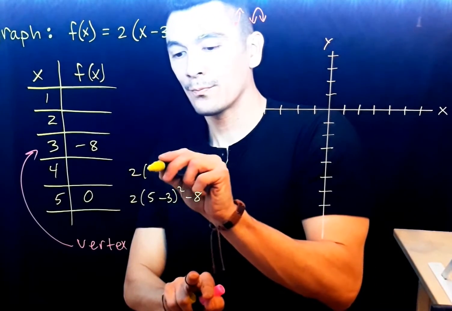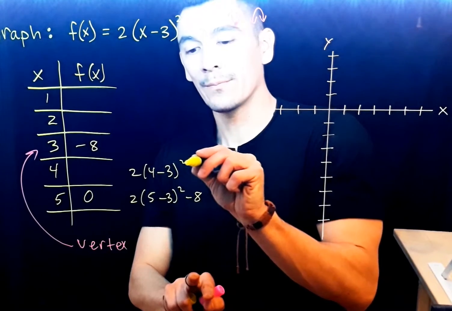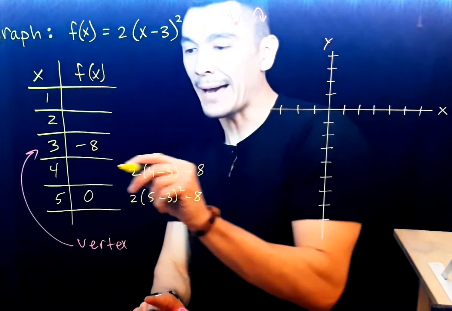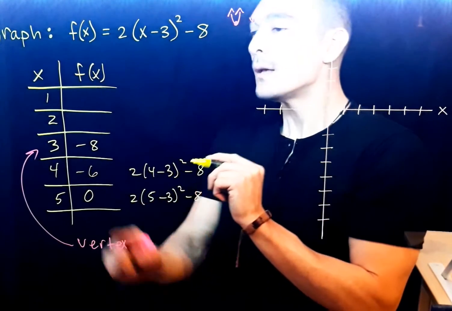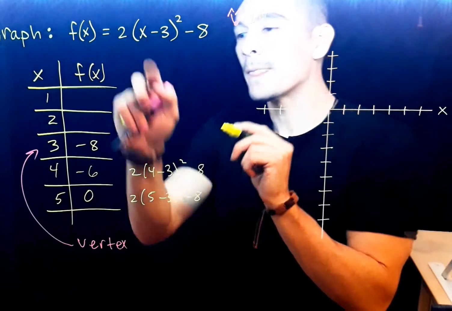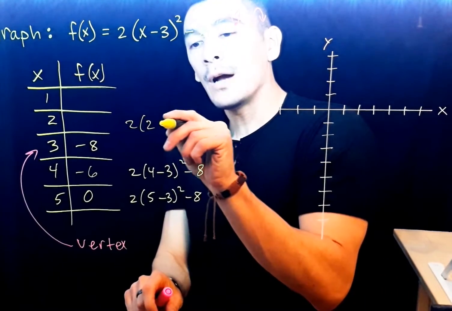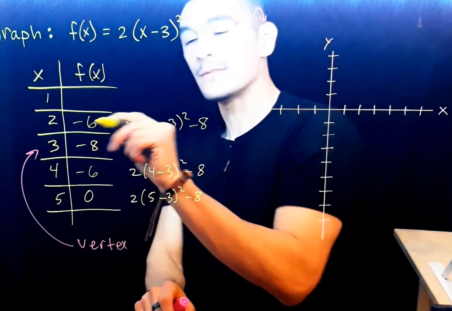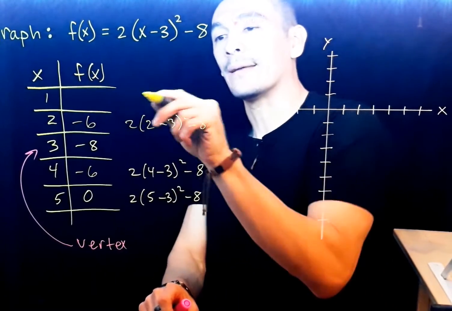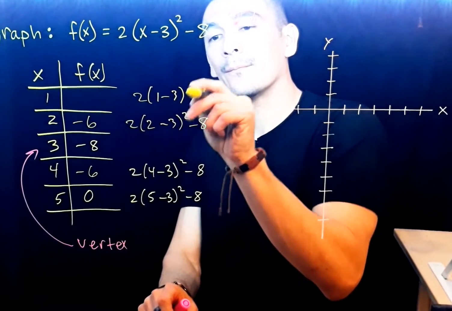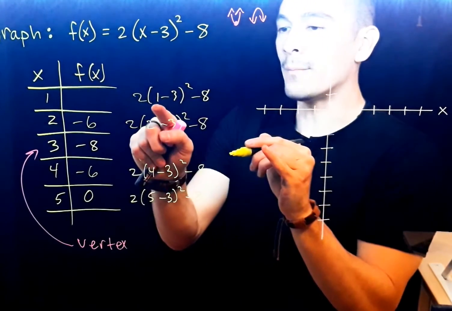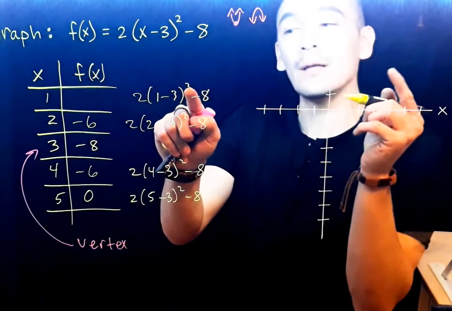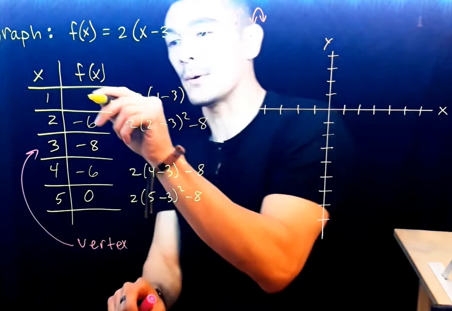Now let's try 4 right there. So it's 2 times (4 minus 3) squared minus 8. Type all that into your calculator, and you would get back -6. Let's try 2. Put 2 in right there. So it becomes 2 times (2 minus 3) squared minus 8. Calculator would give you back -6. Then take 1 and put it right there. 1 minus 3 is -2, but -2 squared is +4, times 2 is 8, minus 8 is 0.